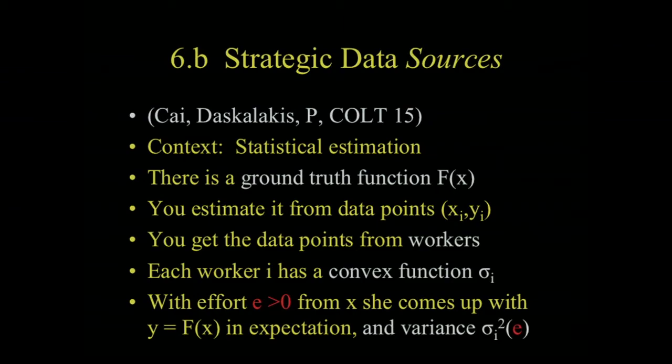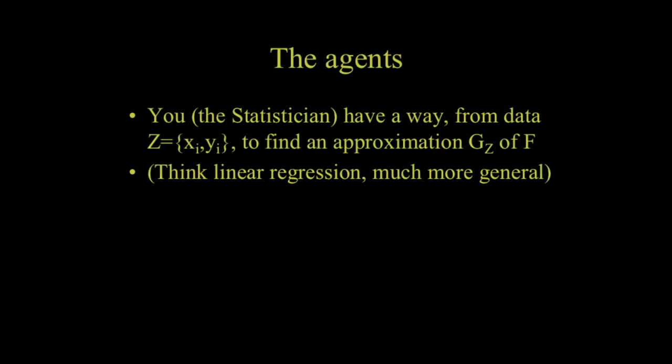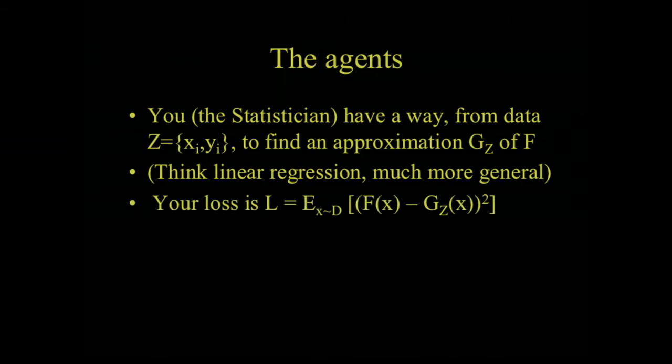The main assumption is that there is a ground truth we are trying to discover. And the point is that you have a way from data to find an approximation of F, for example, in a regression. Once you find this approximation, your cost is how often and how much you are going to be wrong if you apply G instead of F. Is everything clear? I'm not saying anything strange, but I'm saying it very, very fast. Okay, that's all right.